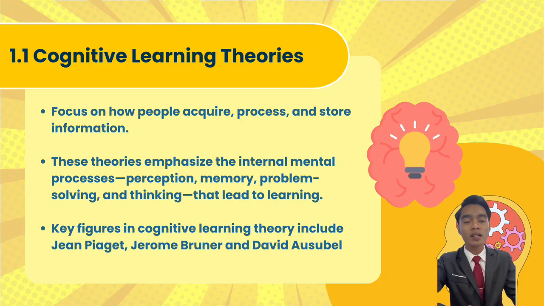The first one is the cognitive learning theories. What is cognitive learning theories? Cognitive learning theories focus on how people acquire, process, and store information. These theories emphasize the internal mental processes, perception, memory, problem solving, and thinking that lead to learning. The key figures in cognitive learning theory are three. They are Jean Piaget's cognitive learning theory, Jerome Bruner's cognitive learning theory, and David Ausubel's cognitive learning theory.